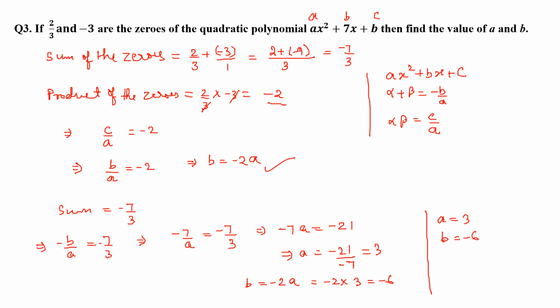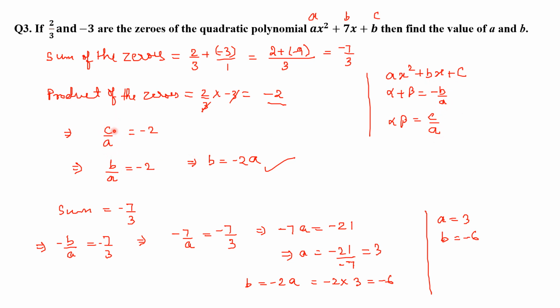So the value of a is 3 and the value of b is minus 6. So these are the values of a and b. So again I am explaining what I did. Already the zeros of the polynomial were given. So first I found the sum of the zeros by adding, then I found the product of the zeros by multiplying. Now we already know that if alpha and beta are the zeros of the polynomial, then sum is equal to minus b by a and product is c by a.